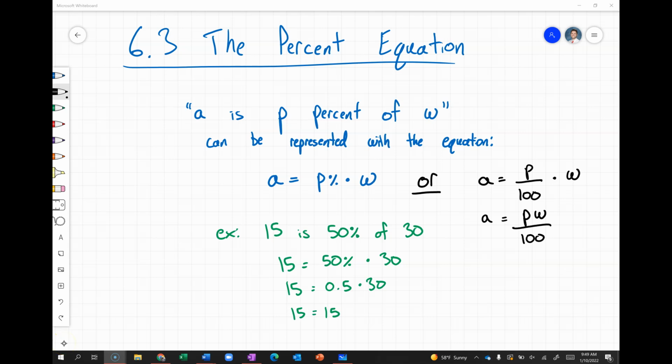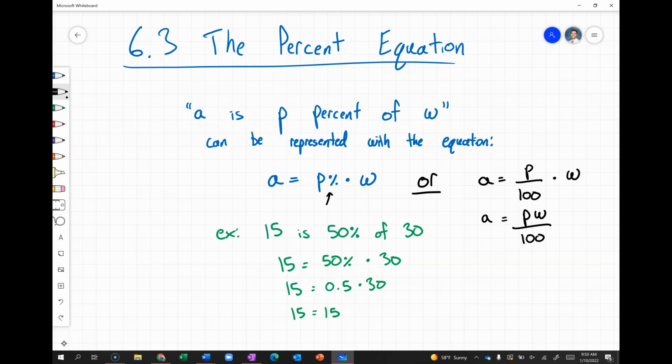In this video, we are looking at the percent equation. So the idea A is P percent of W can be represented with this equation, A equals P percent times W. Now, I want to point out that percent sign there, right?